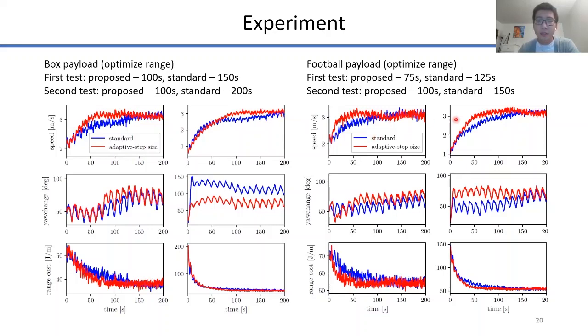And when the football was used as a payload, the performance of the two methods is compared in the figure on the right. In the first test, the proposed method converged in about 75 seconds, and the standard method took about 125 seconds. And in the second test, the proposed method took about 100 seconds, and the standard method about 150 seconds. Both methods converge to values very close to the optimal values.